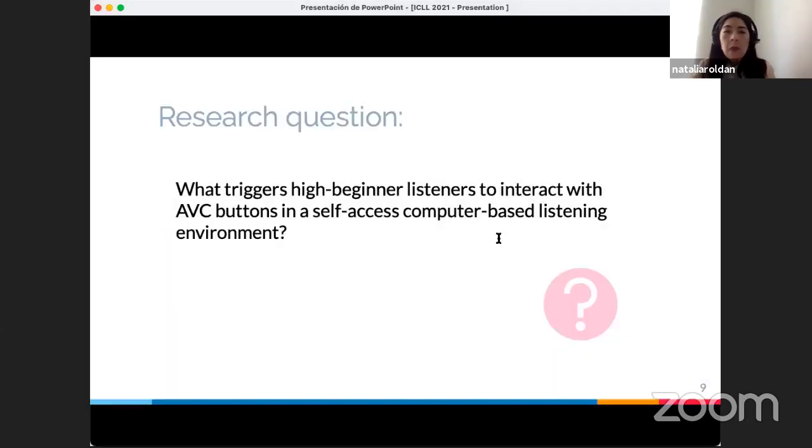Although we identified information about the strategies that the students used, the positive effects of the use of ABC buttons and bars on listening comprehension, interaction variability according to proficiency level, and the need for training, we still do not know what prompts the students to use those ABC buttons. Therefore, this study aims to answer the following research question. What triggers high beginner listeners to interact with ABC buttons in a self-access computer-based listening environment?